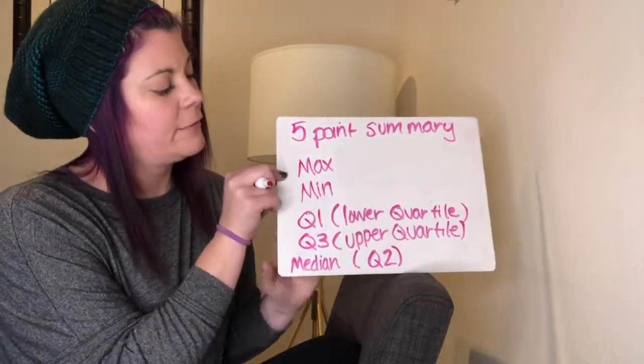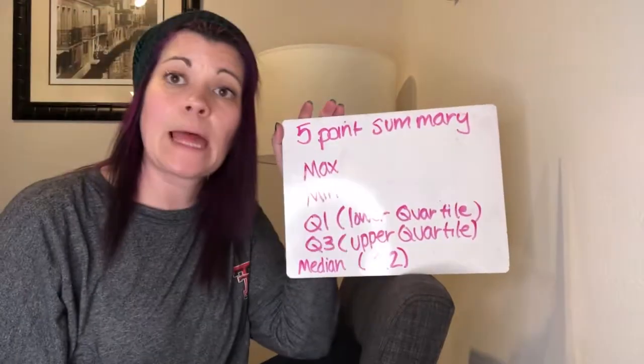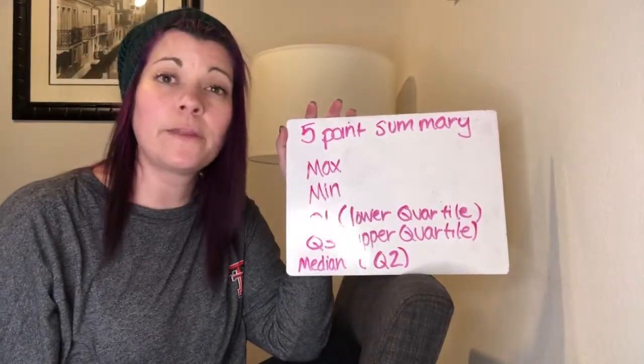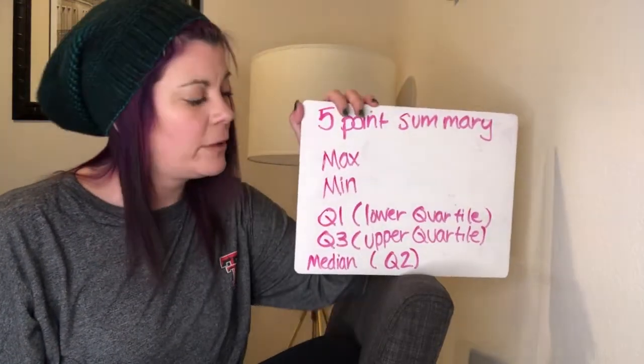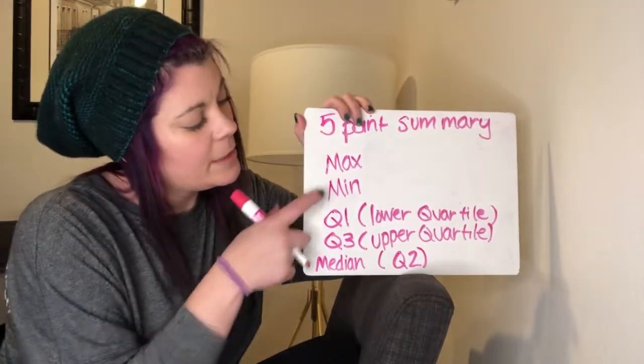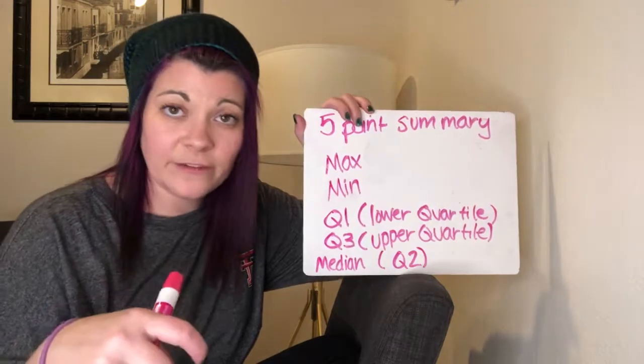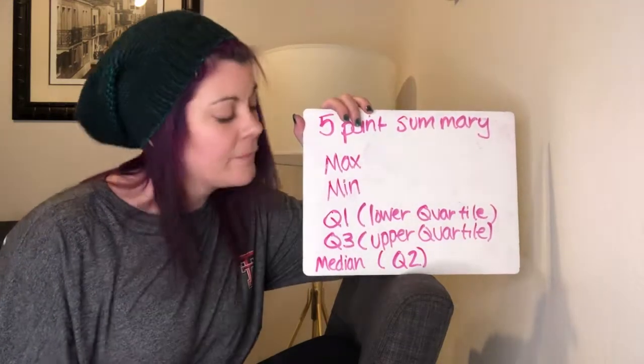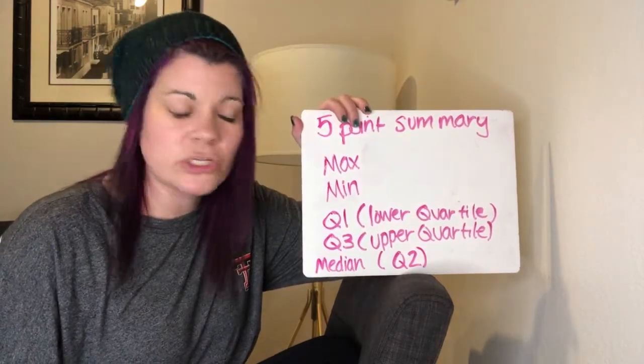The 5-point summary is the maximum, which means the highest number. It's also called the upper extreme, if you hear that, upper extreme. The minimum, which is the lowest number of a group of data. It's also called the lower extreme.